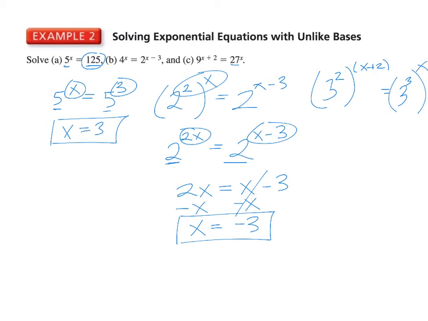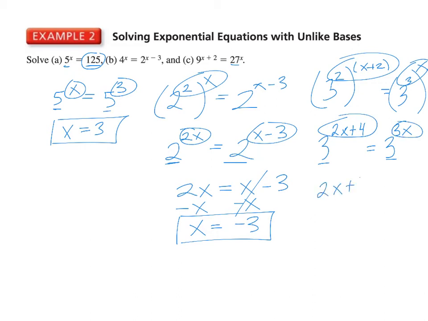Now I'm going to multiply these exponents. So I have 3 to the 2x plus 4 power, and that's equal to 3 to the 3x power. Now I have the same base, so the powers are the same. So I have 2x plus 4 is equal to 3x. Just subtract 2x now, and I get 4 is equal to x. Done.